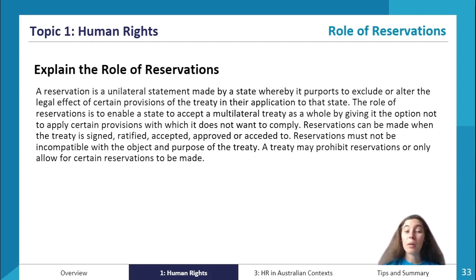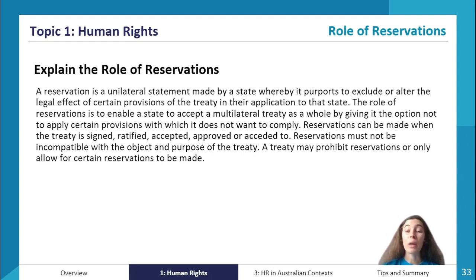Reservations must not be incompatible with the object and purpose of the treaty. So, of course, there are some limitations to this. We can't just say, yes, we agree to this treaty, but we're not following this aspect, this aspect, this aspect, because we would get to a point where you're actually not agreeing to anything. You're needing mainly to follow most of the principles in a treaty and then just have some reservations potentially. Otherwise, it would be incompatible.